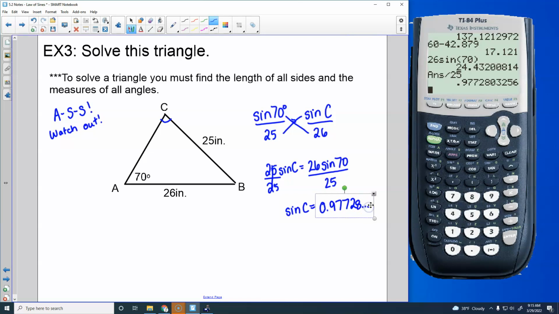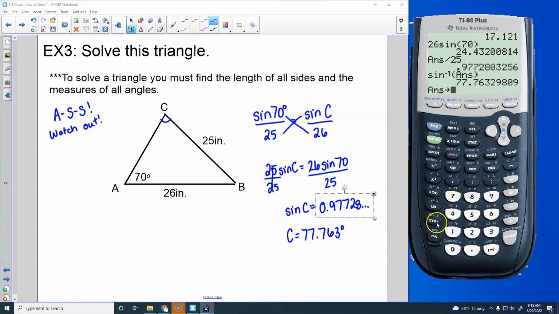So I get 0.97728. Keep that number in your calculator. And then, remind me, Jackson, what is it I've got to do to get rid of that sine? Inverse sine. So I'm going to inverse sine that answer. And I get C equals 77.763 degrees. Now, I'm going to do something here that can be helpful. I'm going to hit the store button. The store button is right above your ON button, STO, and it's got that little arrow. And I'm going to store this as the letter C.